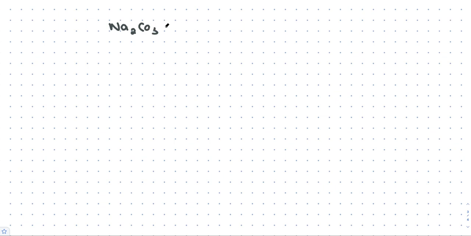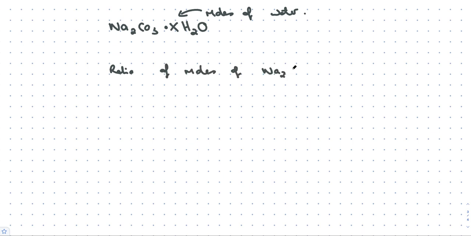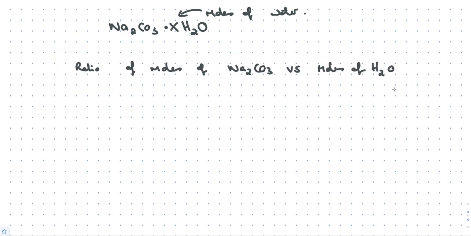Na2CO3, and if there's an X here, so we're going to say X H2O, that's the number of moles of water. Okay, so what I actually need to do is calculate a ratio of the moles of Na2CO3 versus the moles of H2O. So that is what I will need to calculate now, is a ratio. And that's what that X is, it tells us how many times more H2Os are there than sodium carbonates.